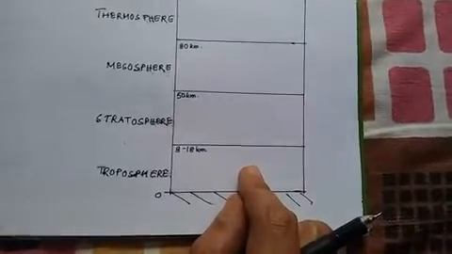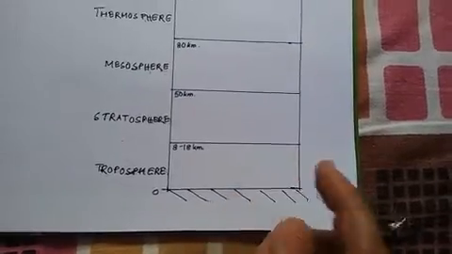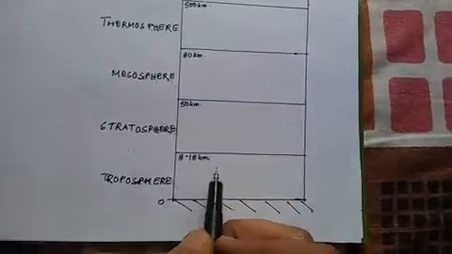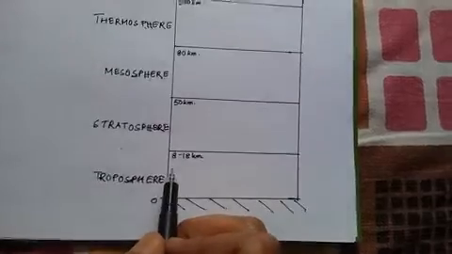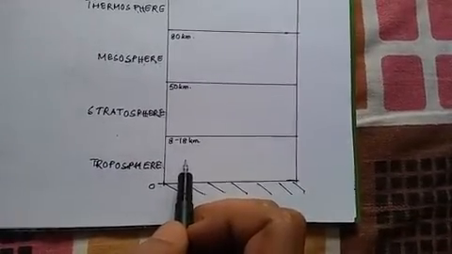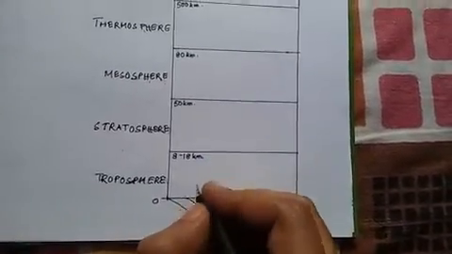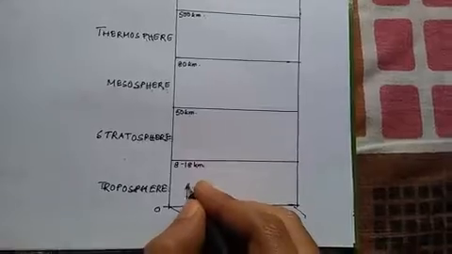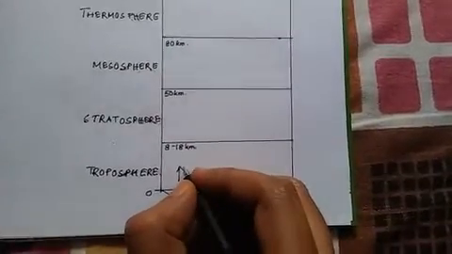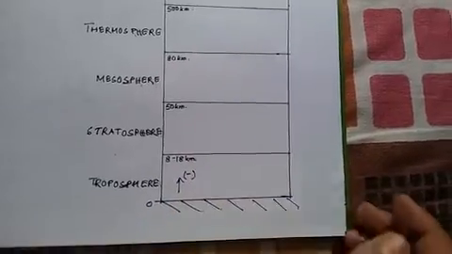This is the densest layer of the atmosphere. Its thickness varies from 8 km to 18 km. So 8 km over the poles and 18 km over the equator. In this layer, the temperature decreases. The temperature decreases with height. When we go up, the temperature decreases.